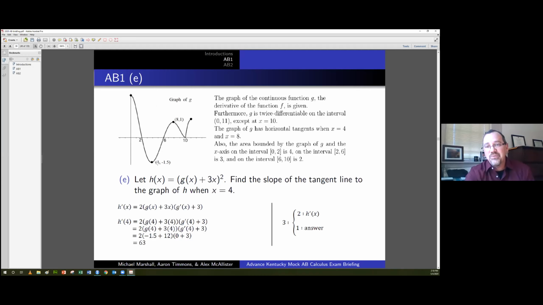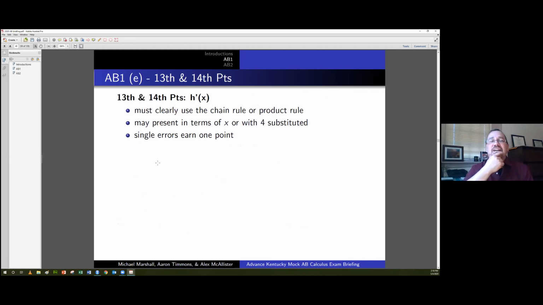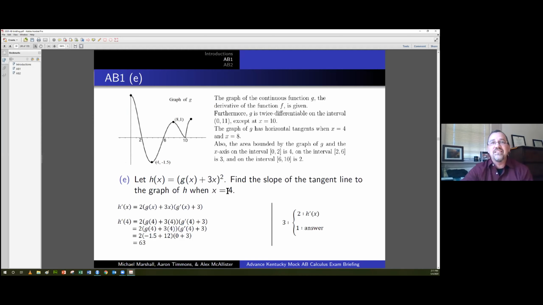So let's talk about how we do partial credit for this. We're expecting to see a chain rule or a product rule. There might be a student who takes that square and splits it up into two pieces. We'll let them present their answers as h prime of x in terms of x, or some students will immediately start substituting 4 right away because they've recognized I need to be working at x equals 4.